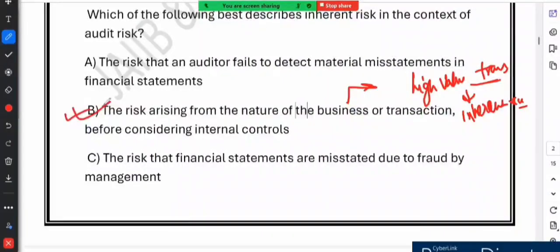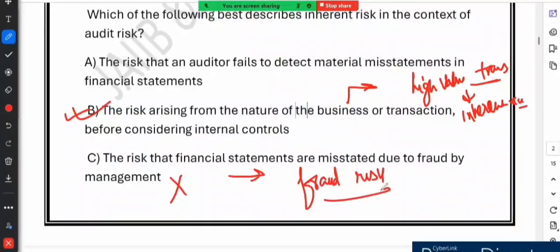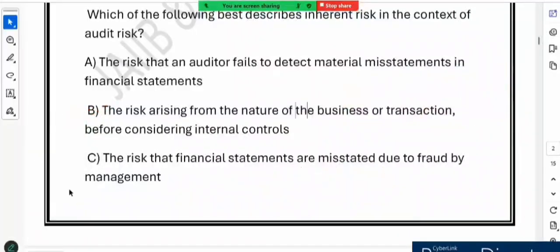What about option C? The risk that financial statements are misstated due to fraud by management. This is wrong, because this risk is called the fraud risk, which is a type of inherent risk, but not the definition of inherent risk itself. If the company's top executive manipulates financial reports to show higher profit, that is fraud risk, and that is not necessarily an inherent risk.